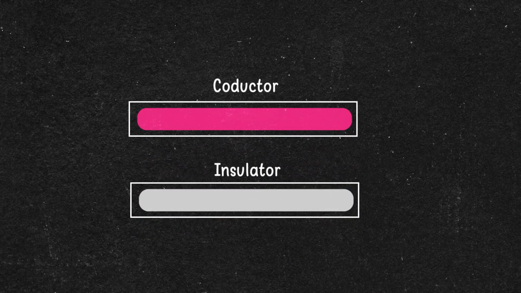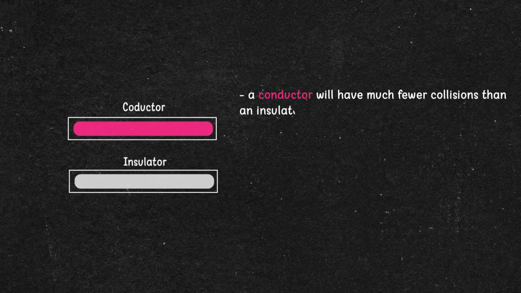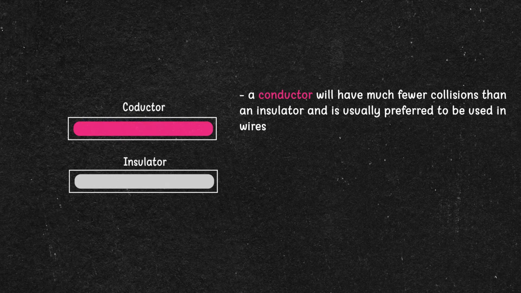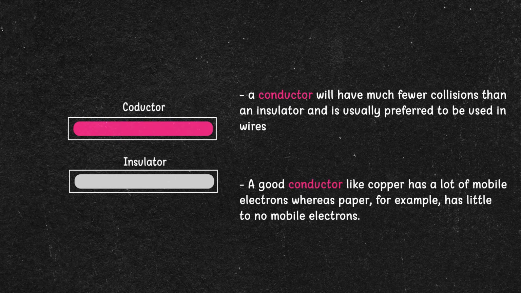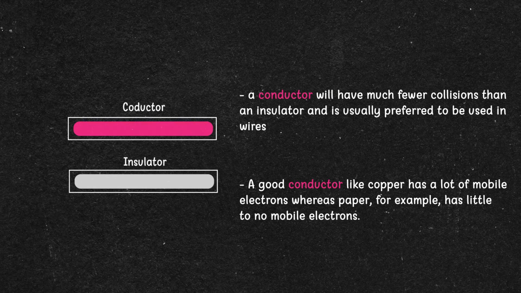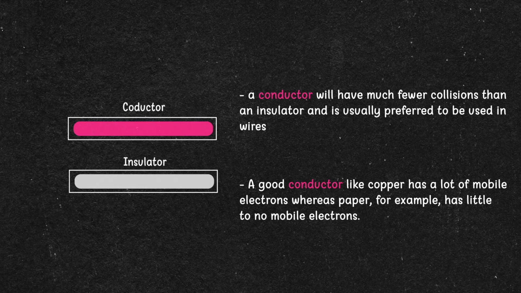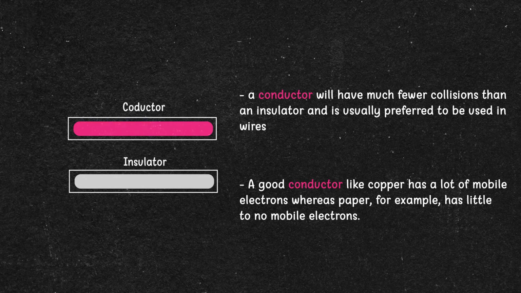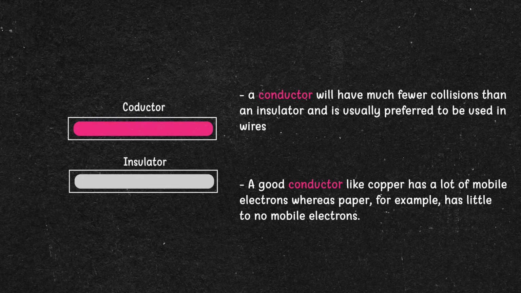Depending on the atomic structure, different materials can be classified as conductors or insulators. Based on the previous analogy, a conductor will have fewer collisions than an insulator and is usually preferred to be used in wires. Another major difference between the conductors and insulators is the number of mobile electrons present. A good conductor like copper has a lot of mobile electrons, whereas paper, for example, has little to no mobile electrons. Both materials do have some resistance. This is what we call resistivity.